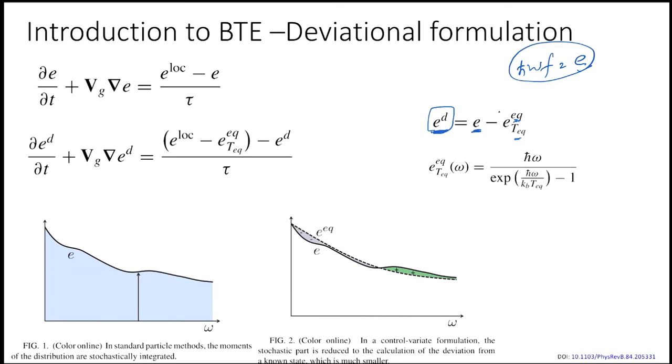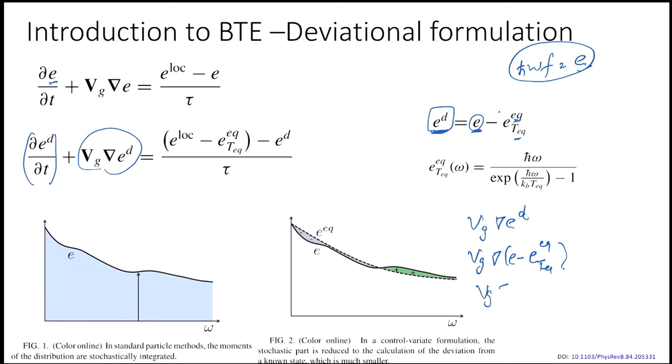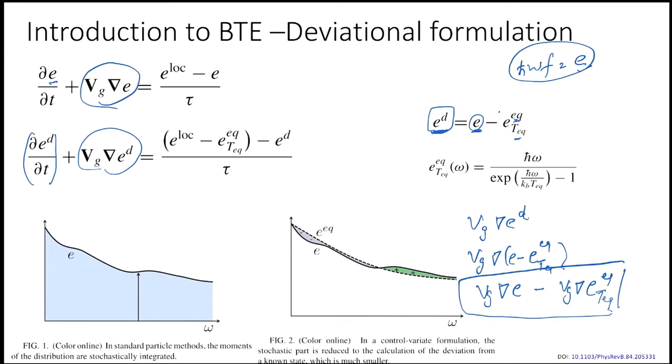So we would substitute E with ED here, in del E by del T. Let's look at this term, Vg gradient of T, so Vg gradient of ED. If we expand it, Vg gradient of E minus E equilibrium at T equilibrium, we could write it as Vg gradient of E minus Vg gradient of E equilibrium at T equilibrium. But previously we only had this one term, Vg gradient of E.